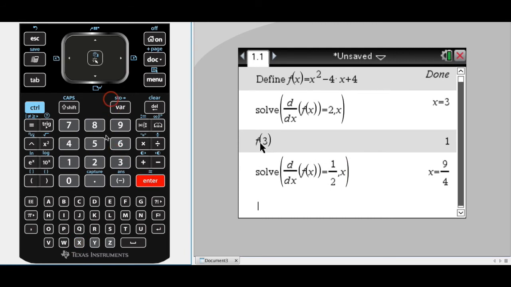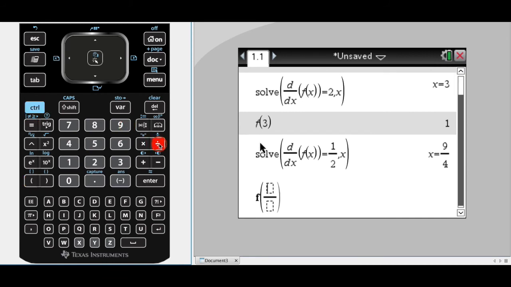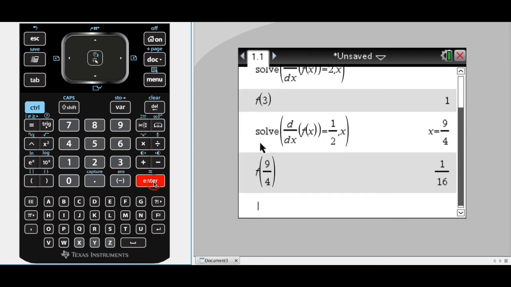And again, I just want to work out the corresponding y value. So it's just f of, and I'll put in the exact fractional format, 9/4. Hit enter, and you get 1/16. So the point that we've just found is (9/4, 1/16). So that tells us the point of f of x where f of x is perpendicular to the h of x function.